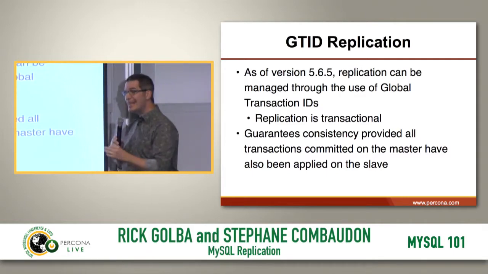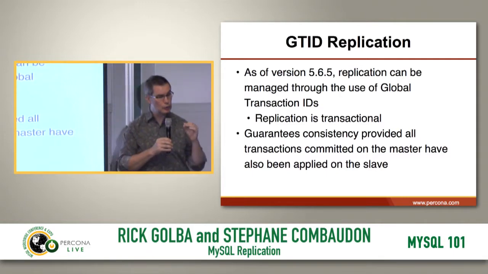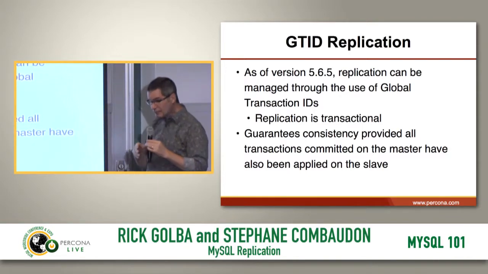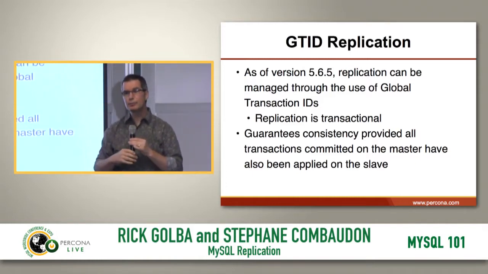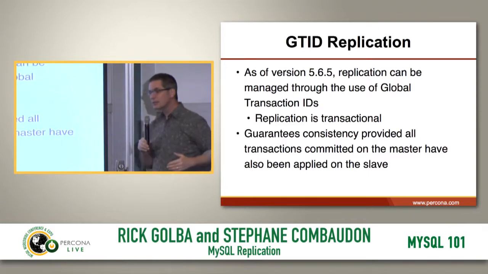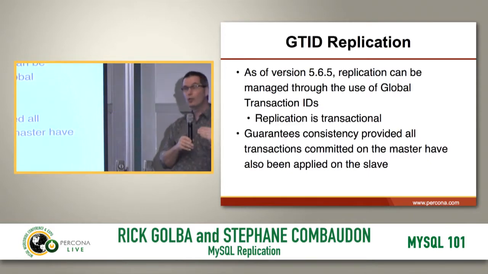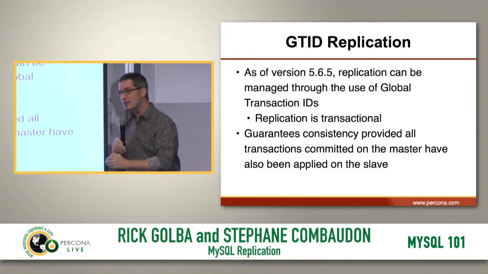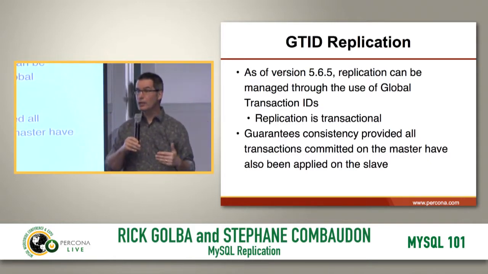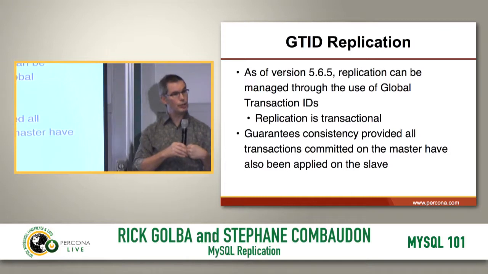Replication becomes a transactional process, so it's actually more efficient in that situation. And what we're doing when we're using the global transaction ID is that when we have a transaction that processes through, as you can see here, we're going to wait to commit the transaction on the master until it has been actually applied on the slave as well. And we're making sure that this has actually worked out.